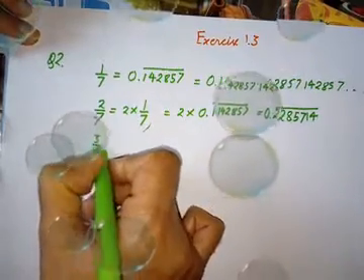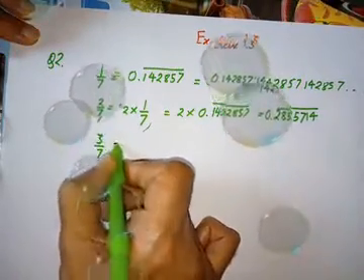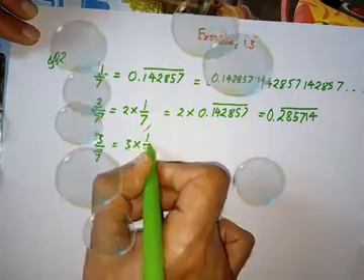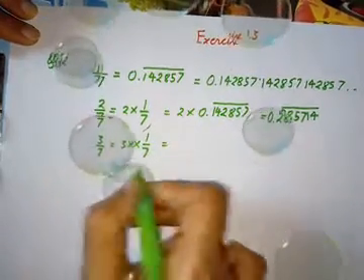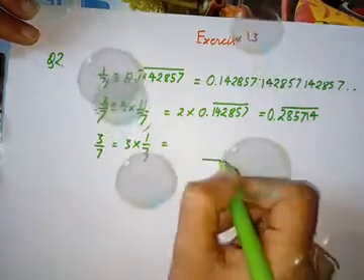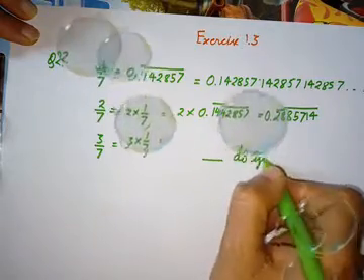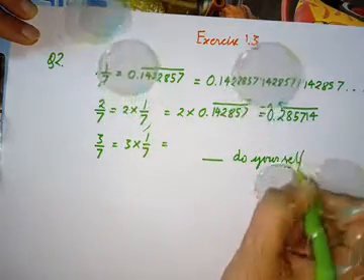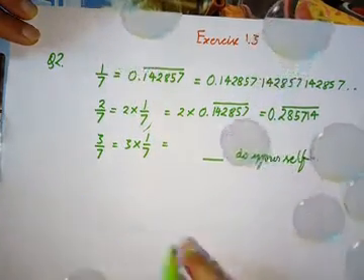Then for question 3 upon 7, you have to multiply 3 by 1 upon 7. For 4 upon 7, you have to multiply it by 4, and so on. So the remaining you have to do yourself. Simple multiplication is there, nothing else.